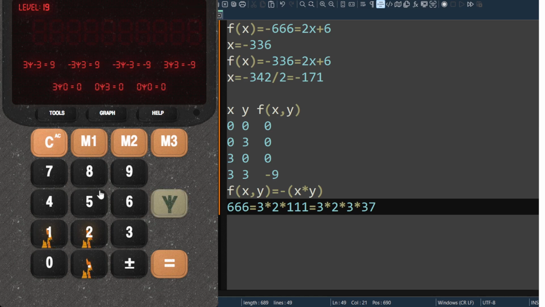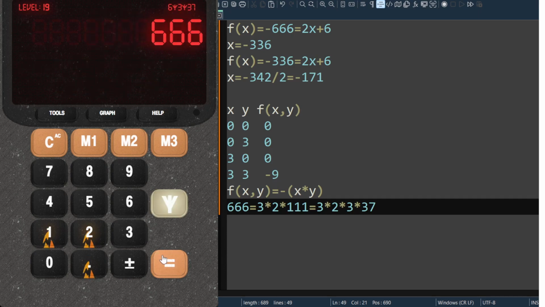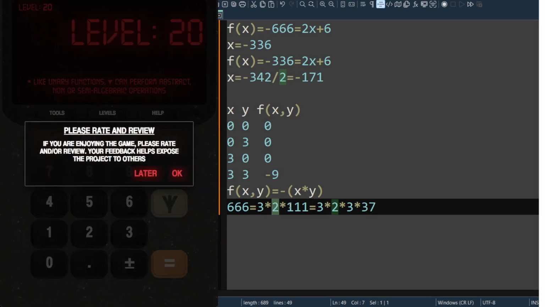We just need to... Okay, we can just do this. 3 times 2. We can't do the 2. Well, we're going to do the following. We're going to type in 6 times 3 times 37, and we have a correct number.